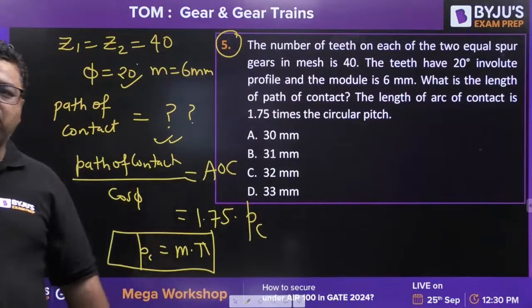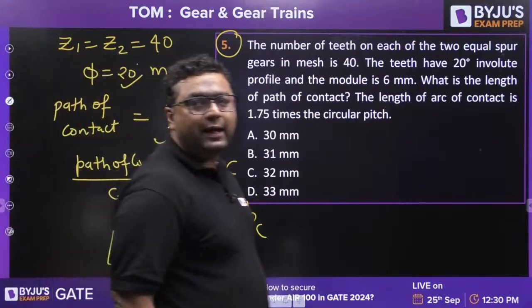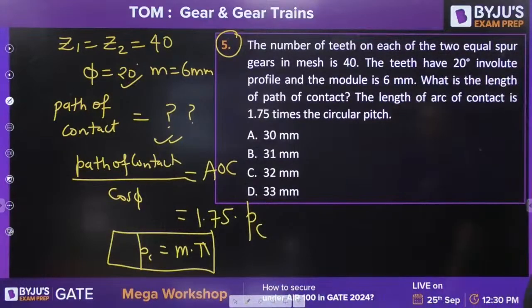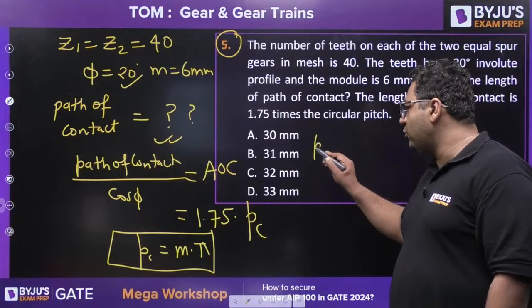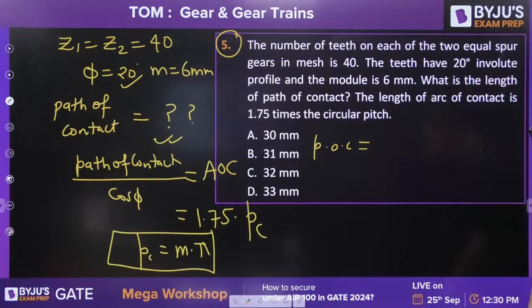Very good. Kalpesh has given the answer as C. Jamin is saying answer as D. Okay. What about others? Okay, Kalpesh is saying D. Fine. So you need to find out path of contact. Yes, solve it, guys.